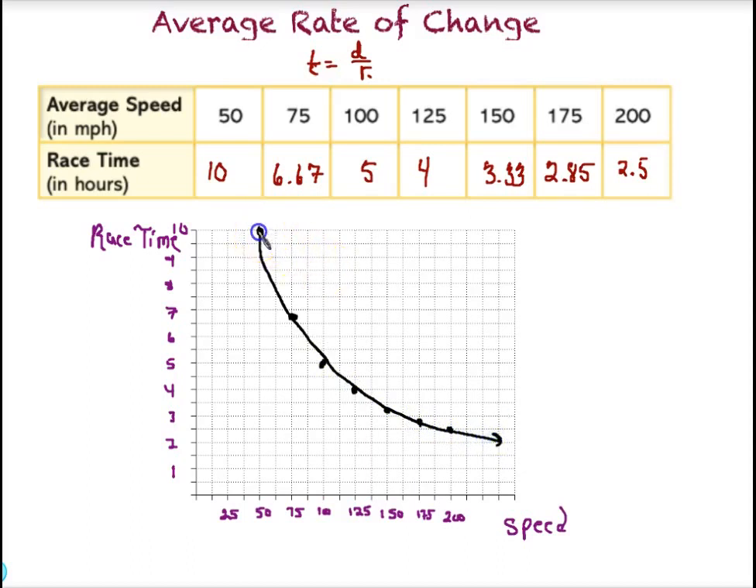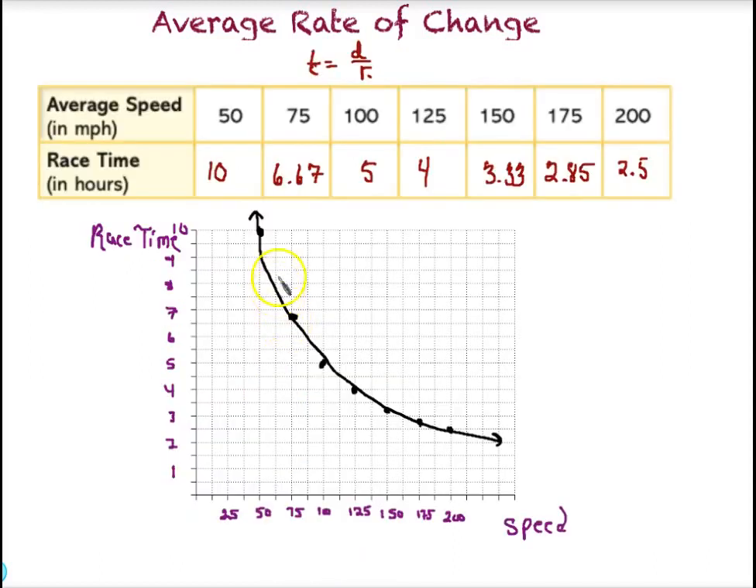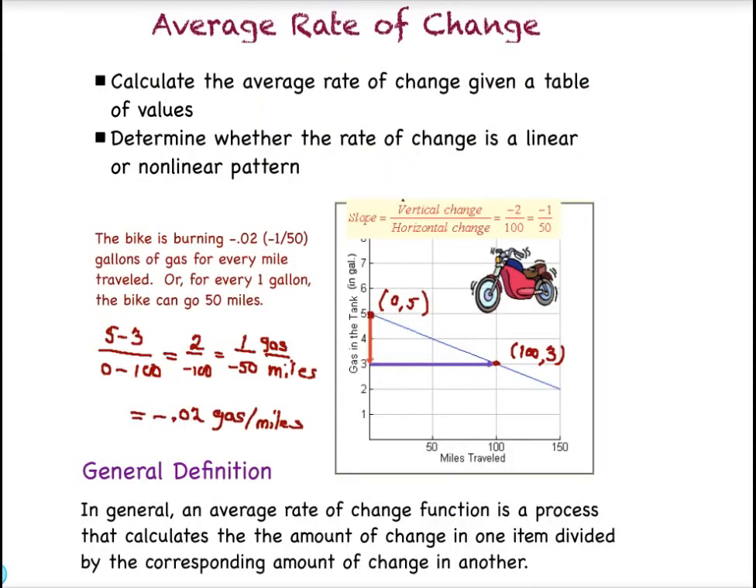I can still make predictions. However, this is a non-linear pattern of change. There's still a cause and effect relationship between one independent and one dependent variable. However, this is truly a non-linear change, and you noticed it when we went back here and we calculated our average rate of change. If this had been linear, then our average rate of change between any 2 years would have been the same. But we can clearly see by the graph that our average rate of change will be different between any of these 2 points. You should note then that equal changes in speed do not produce equal changes in race time.